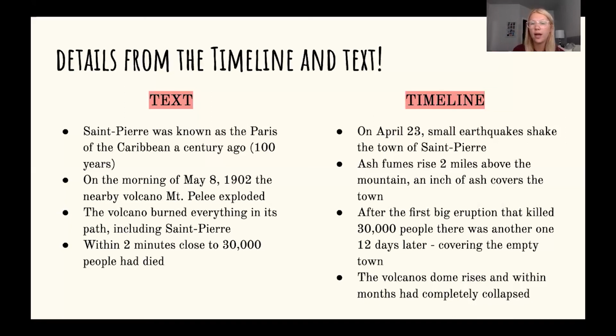So if you notice on the right side with the details from the timeline, we had all different information than the details that we had learned from the text. Other than on the timeline and in the text, we learned that 30,000 people had died, and we learned that the initial eruption occurred on May 8th. But the timeline was able to help fill in some blanks we might have had, give us some more information, and have a better overall understanding of the text and what occurred.